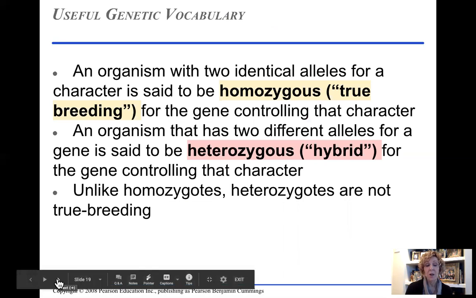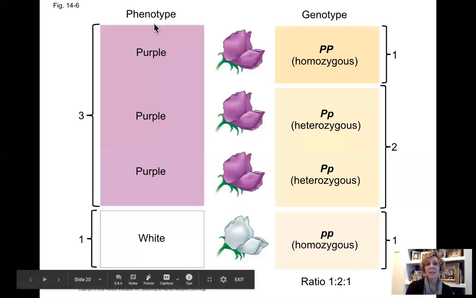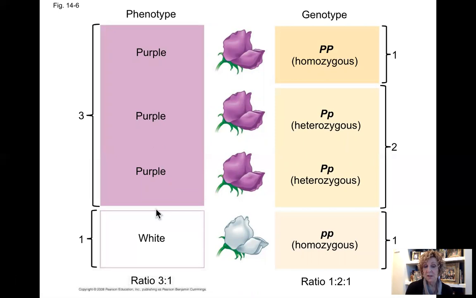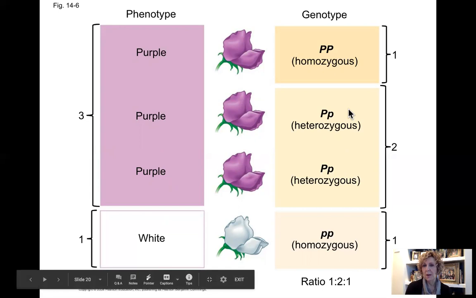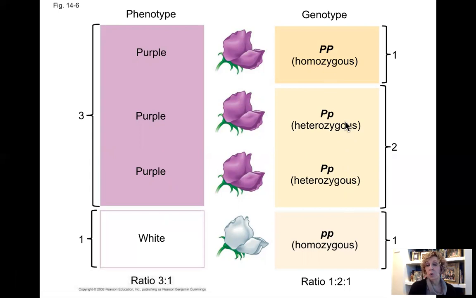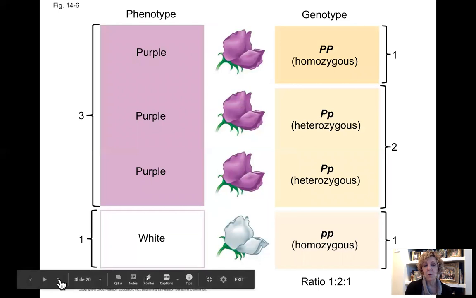So here we go. Here is the phenotypic ratio that we see from two heterozygous individuals: 3-to-1. The genotypic ratio we see is 1-to-2-to-1. So we have one chance out of four of getting homozygous dominant, two chances out of four of getting heterozygous, big P, little p, or technically little p, big P, but in a genotype, we always write the dominant one first. So that's why they look there like they're the same. And then one chance out of four to get homozygous recessive.